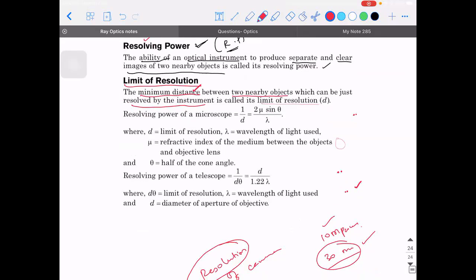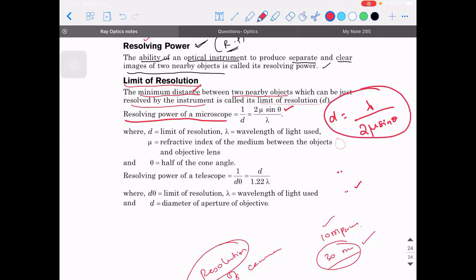So the microscope has a resolving power. I am not going to derive all those details. Knowing this is enough. So the resolving power of a microscope is given as 1/d, which is equal to 2 times mu into sin theta divided by lambda. Please make a note of this formula. Or you can write it as d is equal to lambda divided by 2 times mu sin theta. That d is what is called the limit of resolution.